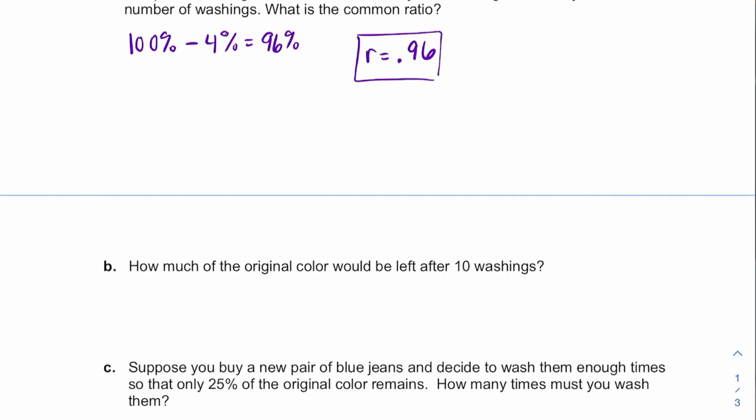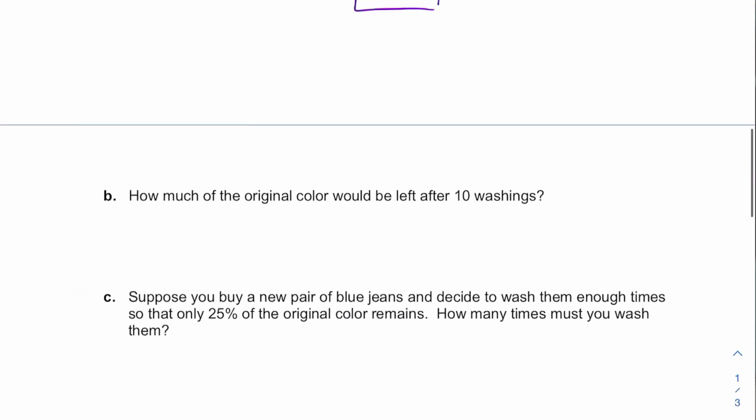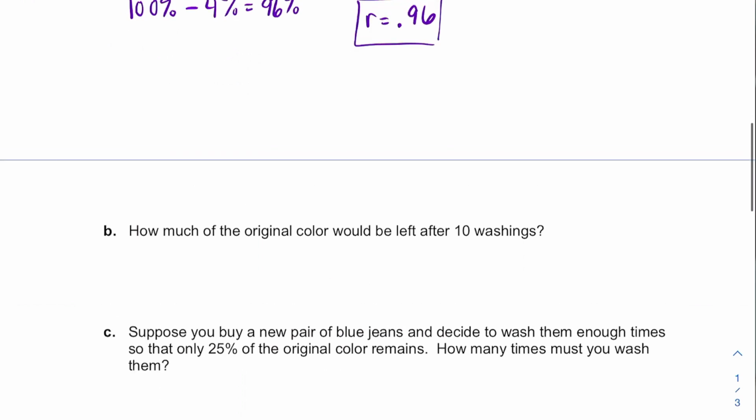All right, so now that we figured out our rate of 0.96, we're going to figure out, part B, how much of the original color would be left after 10 washings. So for this problem, what we want to think about is this is going to be our term A10. So what we want to think about is how many times we are multiplying it by this 0.96.